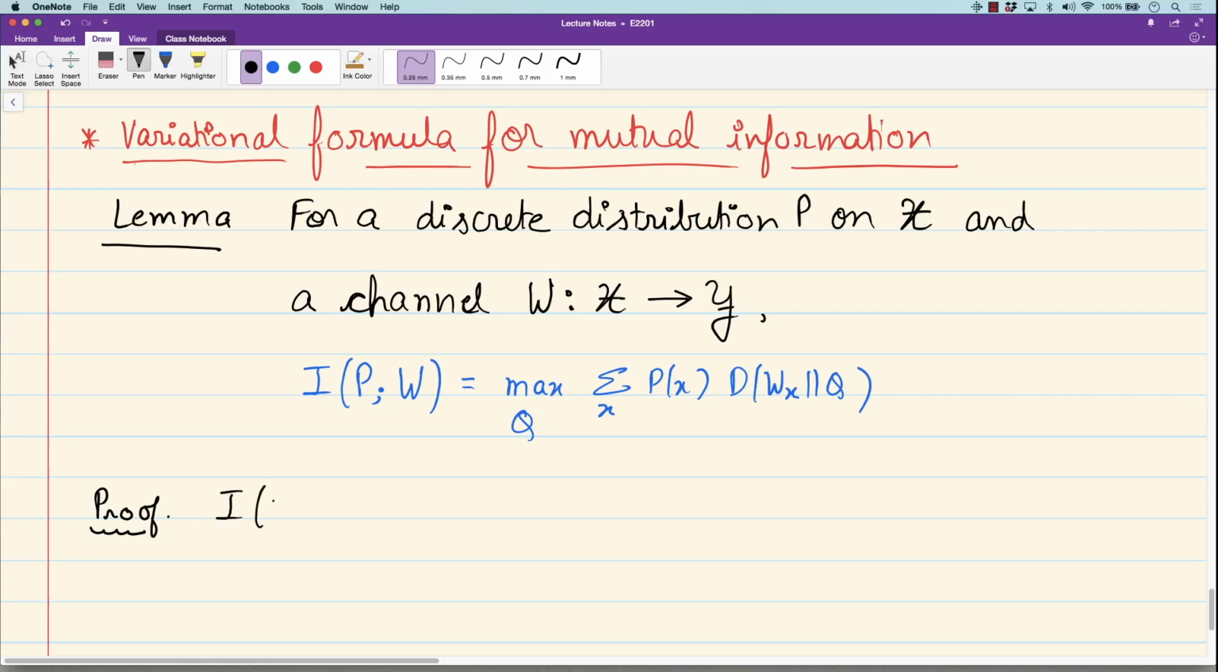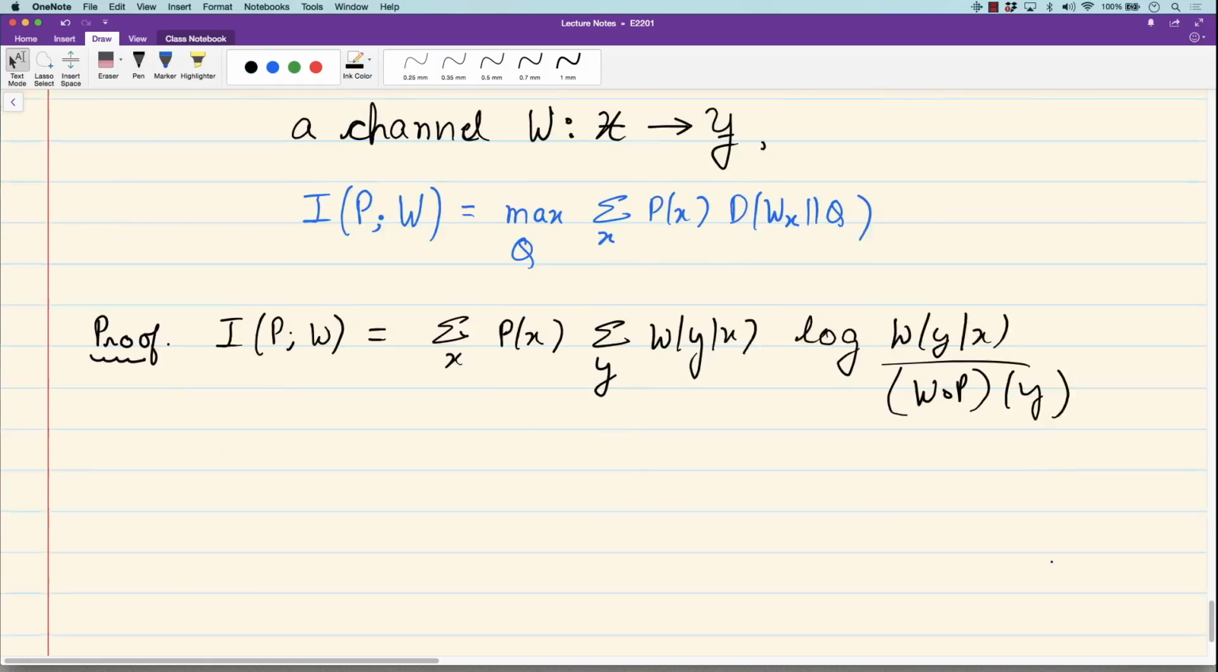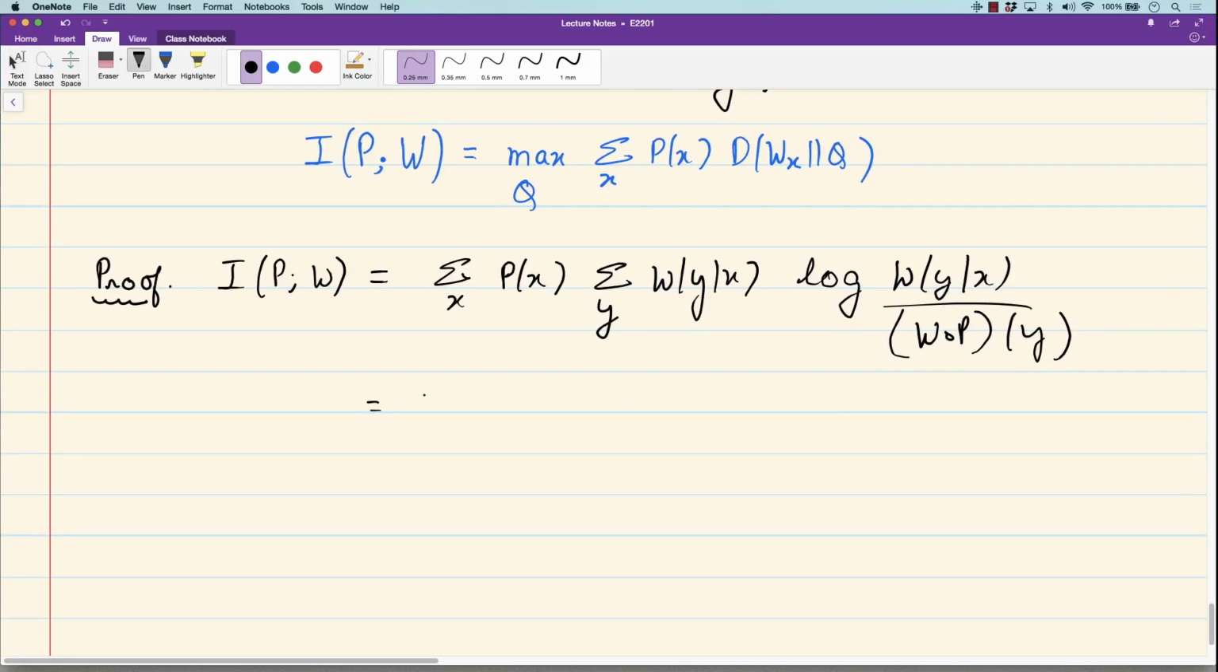So the mutual information between P and W is the summation over x of Px, Wy given x, log of Wy given x over WP of y, the output distribution. This is just the formula for mutual information. Now what I'll do is divide and multiply this with Qy, some output distribution. And so the first part will be taken out as one sum, and the second part as another sum.